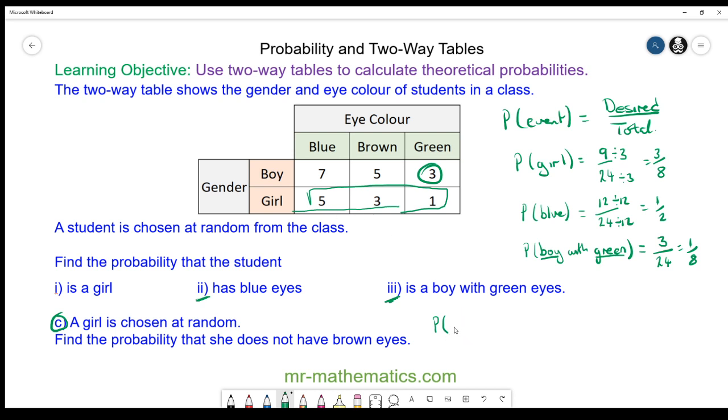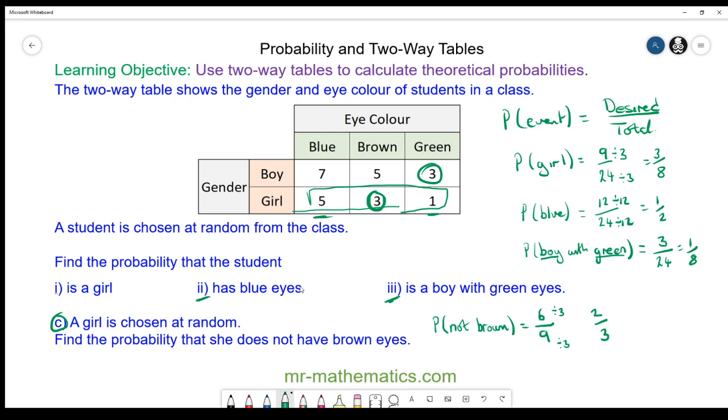So the probability of not brown, I've now had a total sample of 9. A girl is chosen. Find the probability she does not have brown eyes. Well, 3 of them do, which means 6 of them wouldn't. So that is going to be 6 ninths. And we can simplify this fraction by dividing both by 3. So we get 2 thirds.